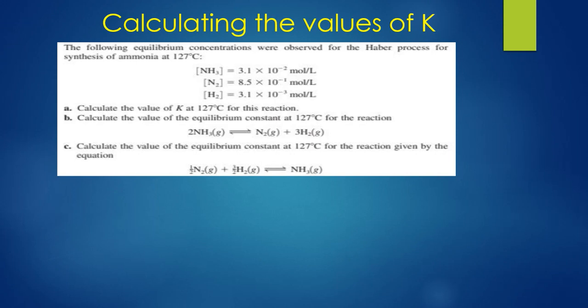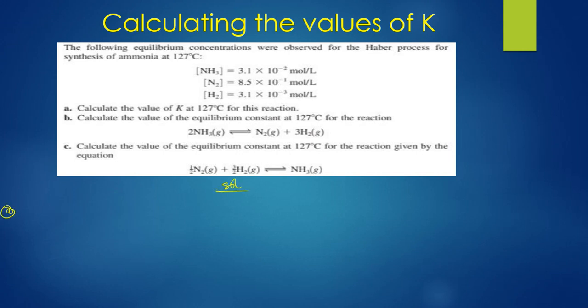And then for hydrogen, we have the concentration to be 3.1 times 10 to the power negative 3 mole per liter. And then the question is asking us to calculate the value of K at 127 degrees Celsius for this reaction. So first thing, let's come up with solutions.